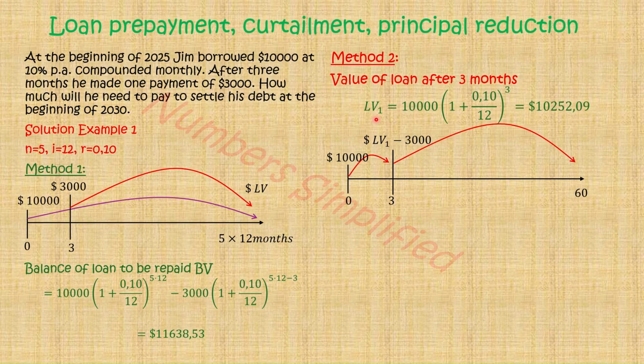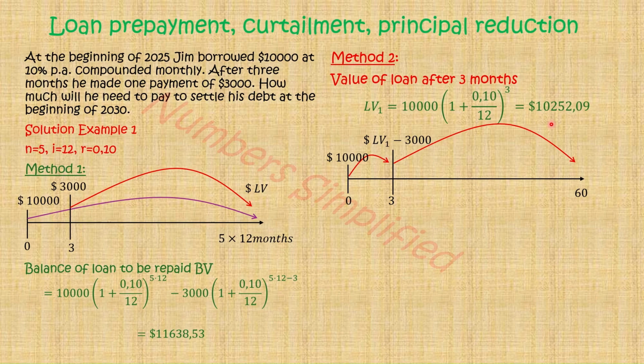That is to say, the value of the loan at the first payment in order to reduce the loan. So we need to find the value of the loan at that particular period. LV1 will be given by the loan itself, 10,000 times 1 plus 0.10 divided by 12. The 0.10 is the rate, and the 12 are the periods that we have in a year, and also the 3 would be the period it takes in order for the payment to come through.